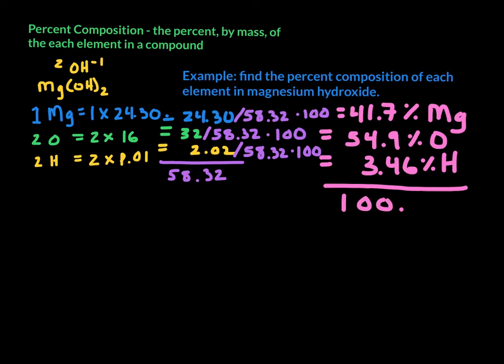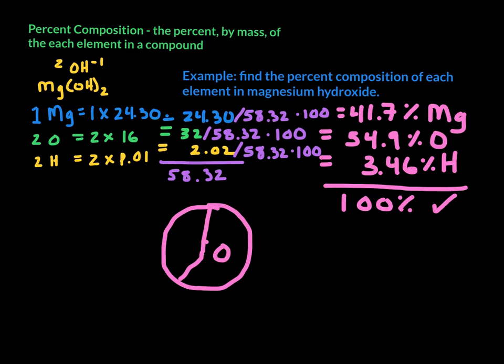100.06%, so 100%. Now that should make sense, because if we think of this as a pie chart, 54.9% is going to be oxygen. A small sliver is going to be hydrogen, and the rest will be magnesium. And the total has to add up to 100%.